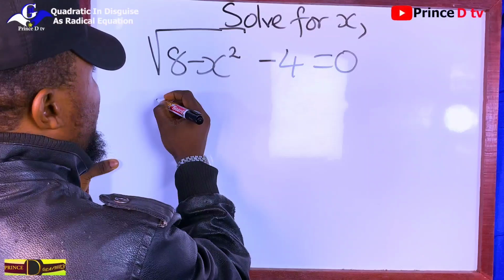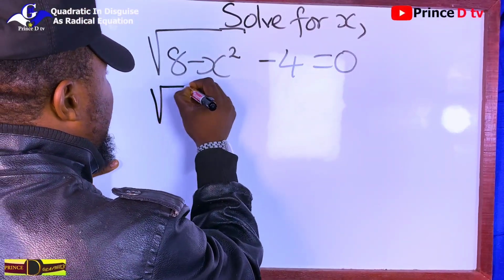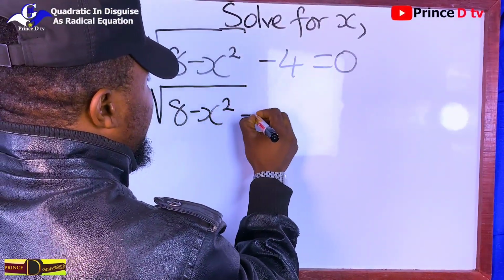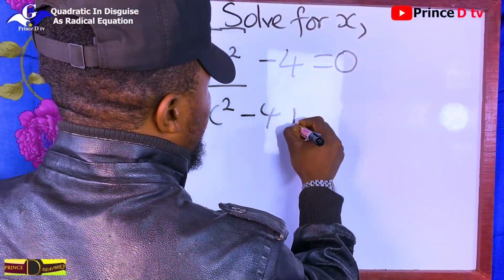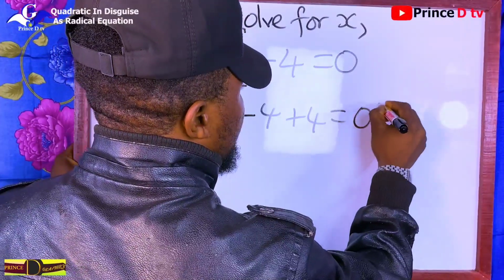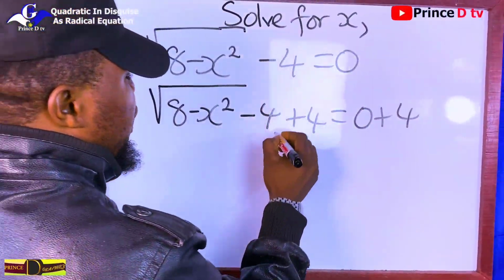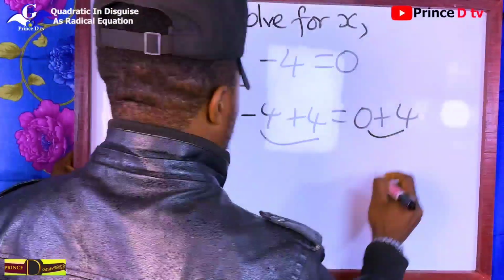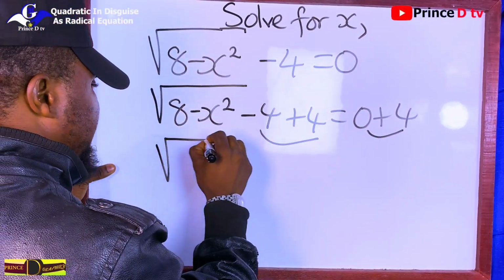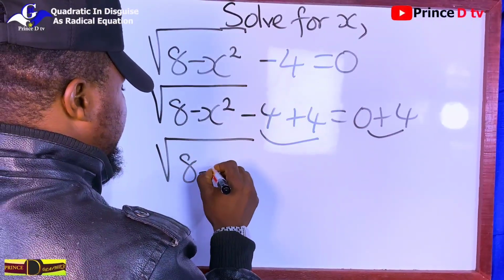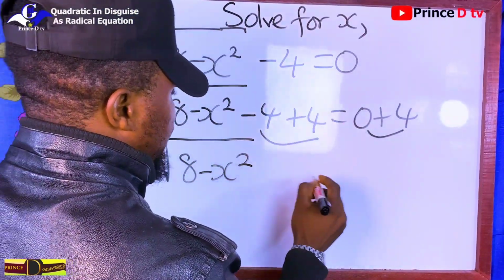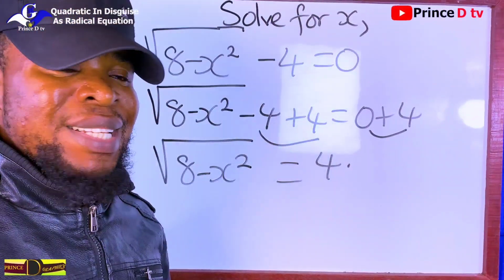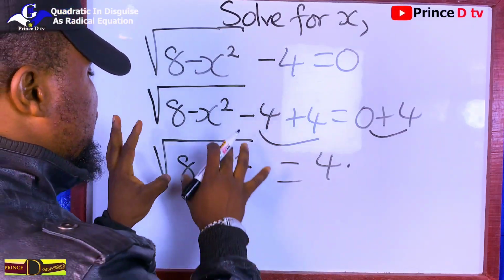So of course when we do that, we have the square root of 8 minus x squared, minus 4 plus 4, adding 4 to both sides of the equation. We will realize that minus 4 plus 4 is 0, and 0 plus 4 is 4. So of course we are then left with the square root of 8 minus x squared, the left side being 0 plus it, should be equal to 4. And now the second step is to take care of the square root sign.